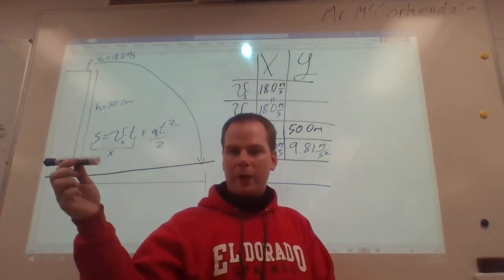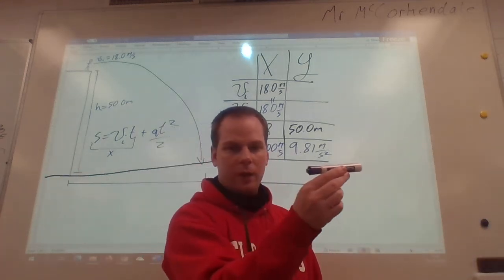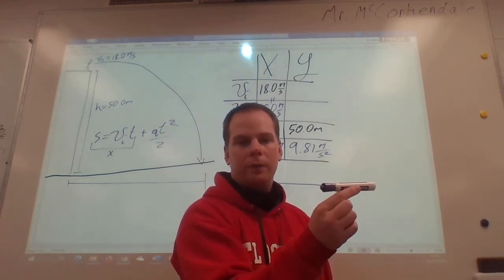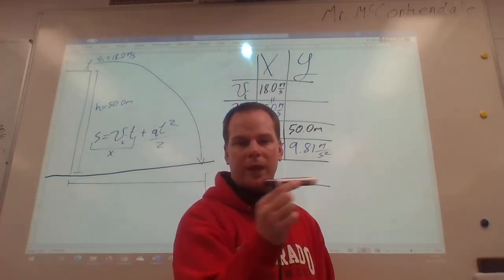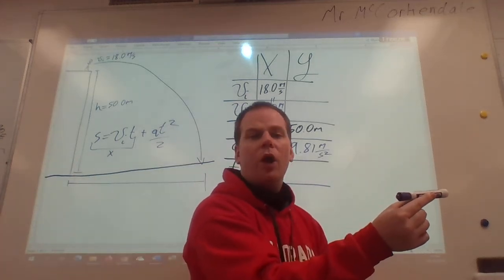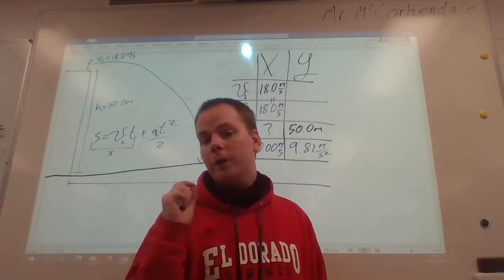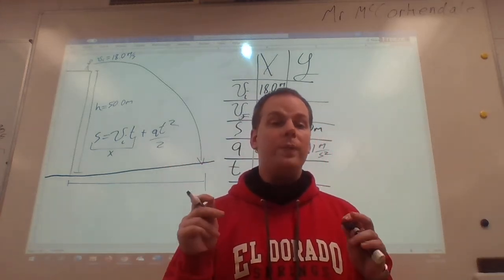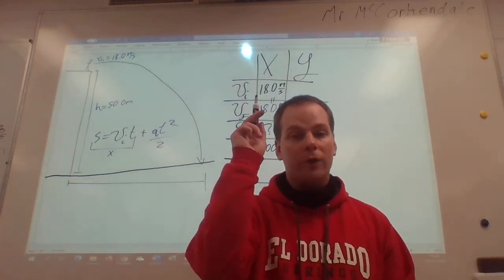Well, if it's traveling perfectly horizontally, what's its vertical velocity going to be? How quickly is it moving up or down if it's traveling like this? Well, it's not moving up or down at all. The initial vertical velocity for this problem has to be 0 because it is traveling horizontally.